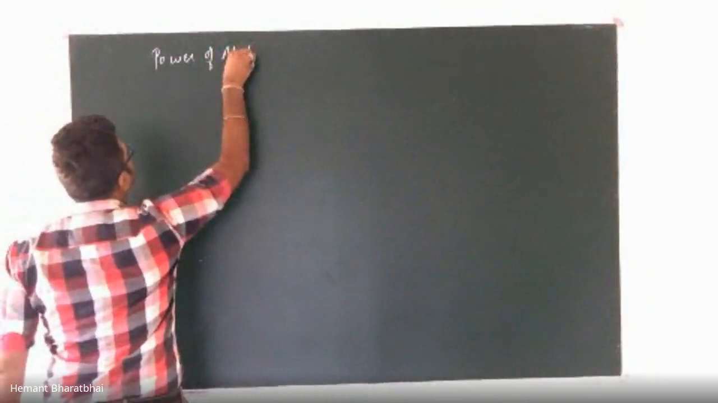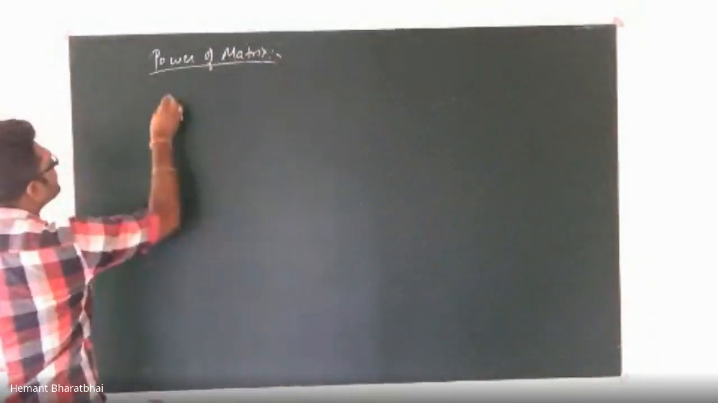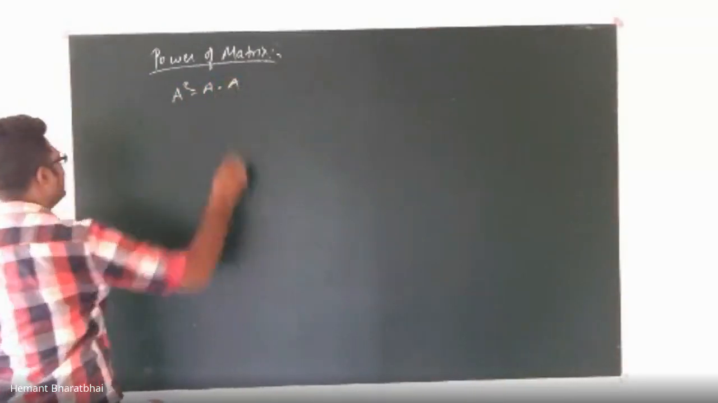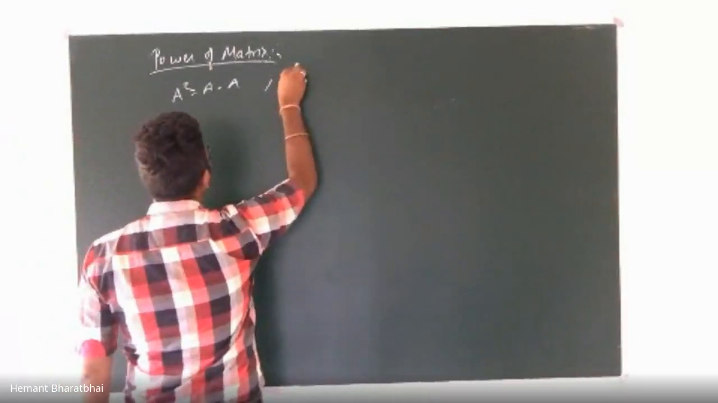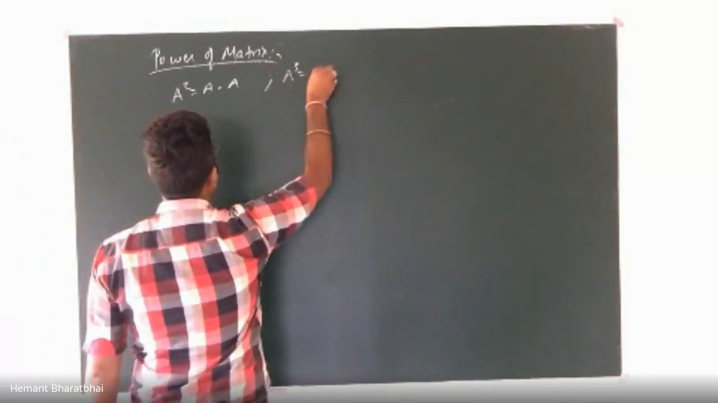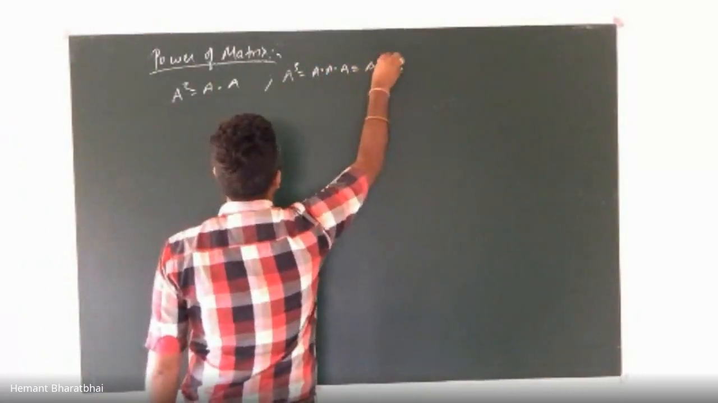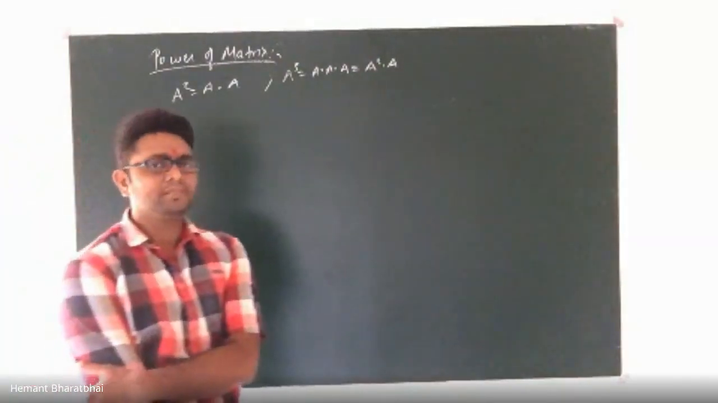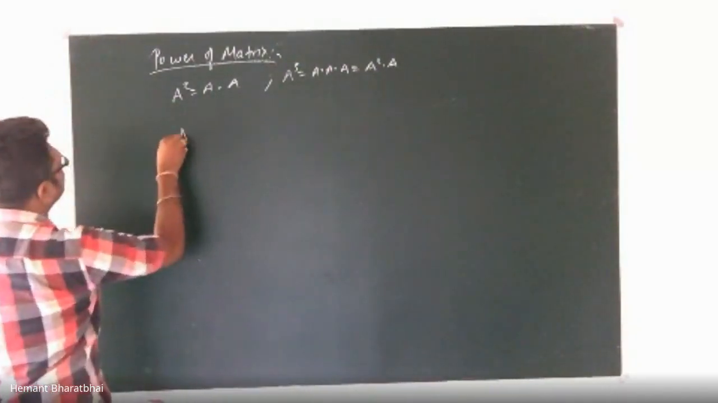Though the things look very simple, many times we make a mistake. A squared will be written as A into A, we very well know that. Well, we very well know that A cubed can be written as A into A into A. That can also be written as A squared into A. Right? So let's find out what it is in terms of matrices.